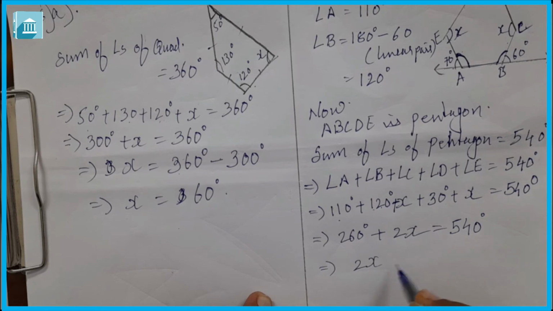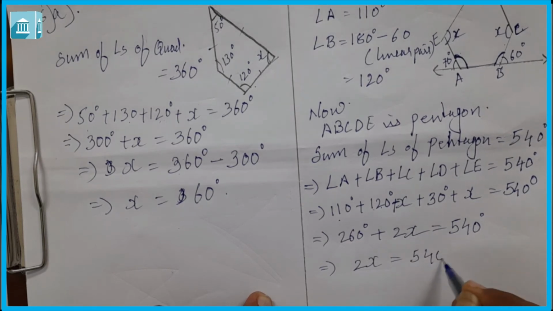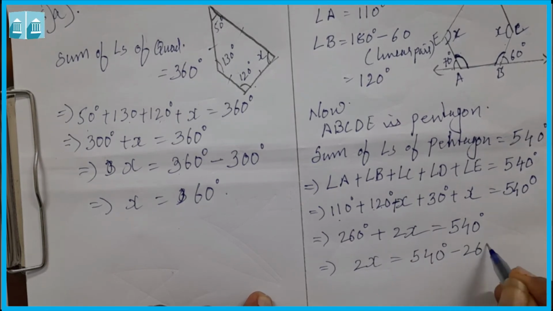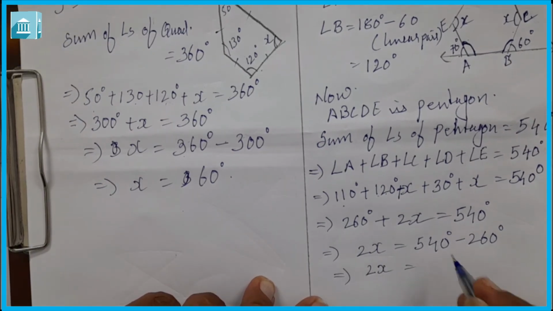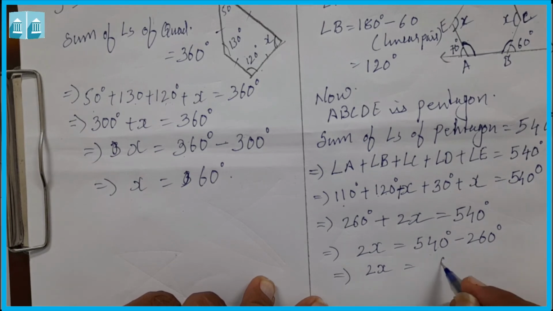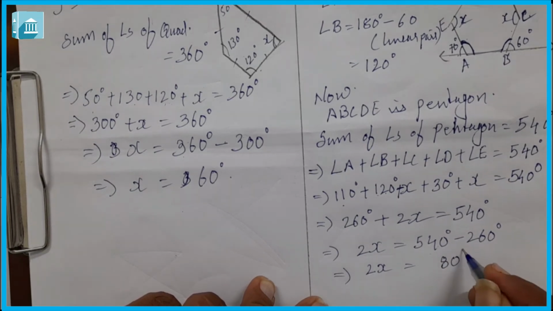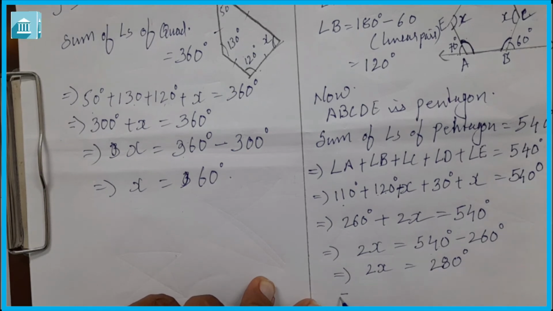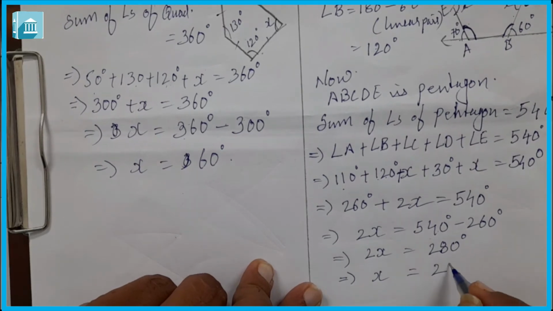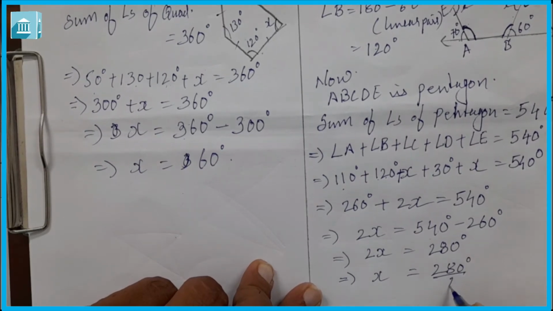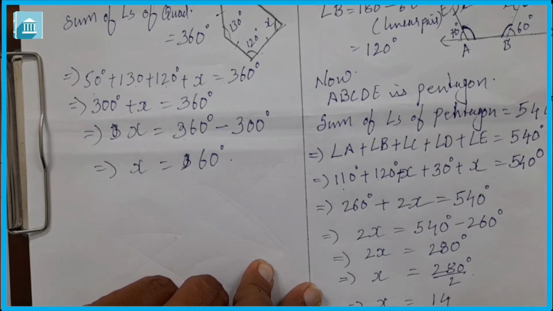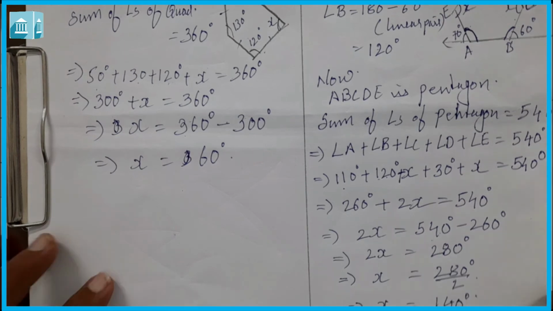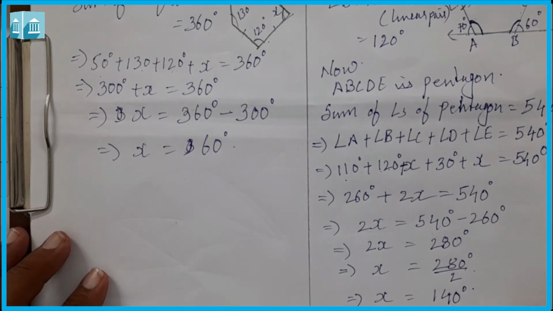Now 2x is equal to 540 degrees minus 260 degrees. 2x is equal to 280. x is equal to 280 upon 2, so x is equal to 140 degrees. So in this way we get x is equal to 140 degrees.